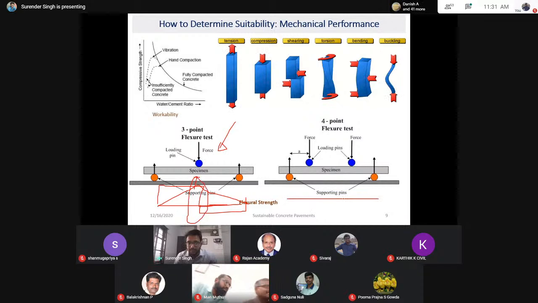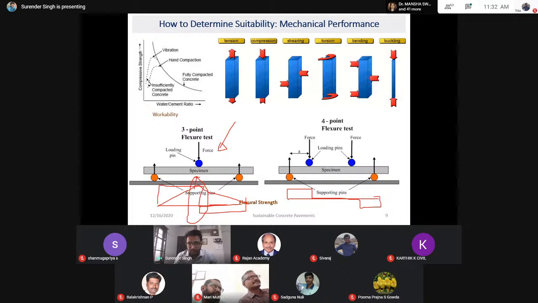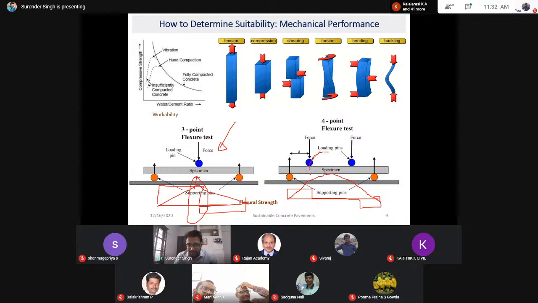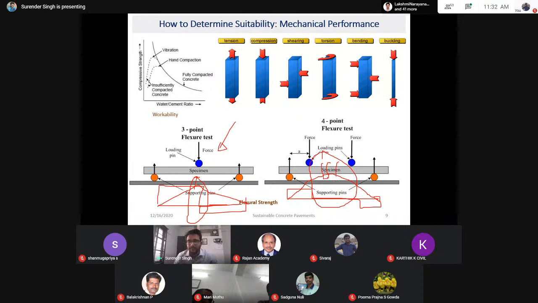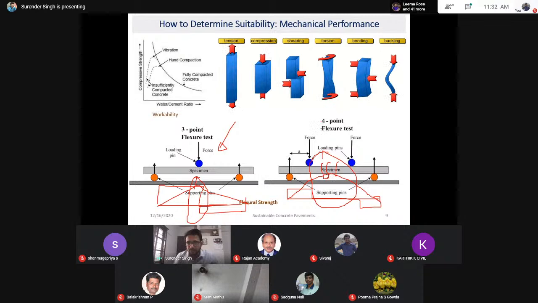If I draw the shear force diagram for the 4-point case, it will be like this, and if I draw the bending moment, it is like that. That means in this area, there is pure bending. And if the crack is coming here, that means it will be simulating the field condition. So that's why, if you want to find the flexural strength, always go with the 4-point flexural strength.